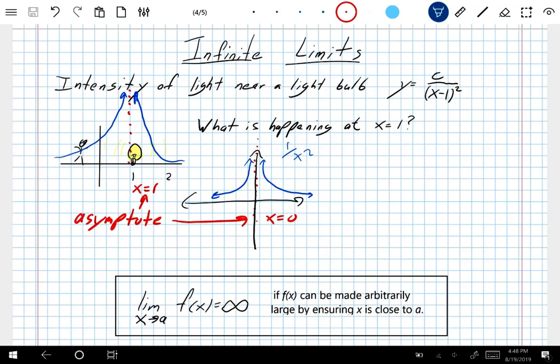Now, forgive that these are not to scale at all, but this vertical asymptote is telling you that as you approach this light bulb, that intensity is going off to infinity, and that your model is going to break down if I get too close to this light bulb. In this case, it will get brighter and brighter and brighter, but probably your model just doesn't quite work at 1 here. But there's lots of cases where it kind of does work and it's telling you something different, like the length of a shadow as the sun sets.